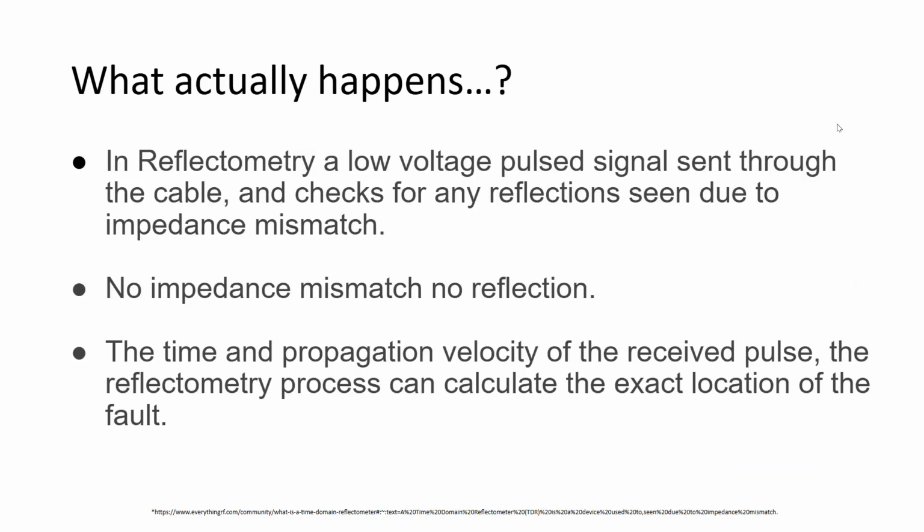Then what actually happens? In reflectometry, a low voltage pulsed signal is sent through the cable and checks for any reflections seen due to impedance mismatch. If there is no impedance mismatch, there will be no reflection, obviously. So from the time and propagation velocity of the received pulse, the reflectometry process can calculate the exact location of the fault. So this is what actually happens.